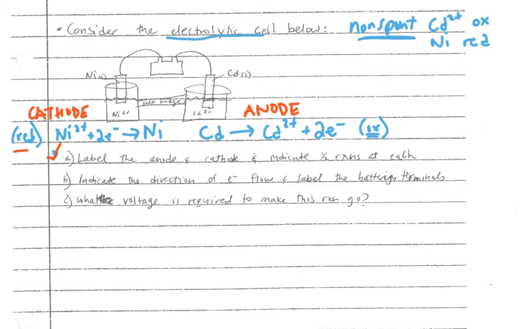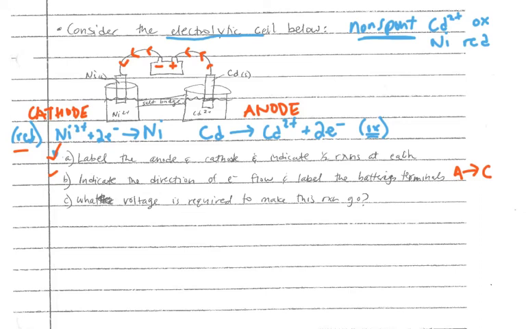Well, electrons always flow from anode to cathode. So anode is on the left, so that means that the electrons are going to flow this way. Right? Electrons will always flow towards positive charge and away from negative charge. So that's how you know to label the battery. The one that they're flowing towards is the positive, and they'll flow away from the negative charge. So we've labeled the battery.